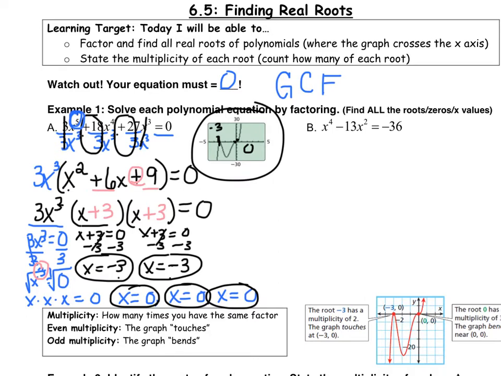Go ahead and try B. Make sure that you pay attention and set the whole equation equal to 0. So take a second and see if you can fix that.